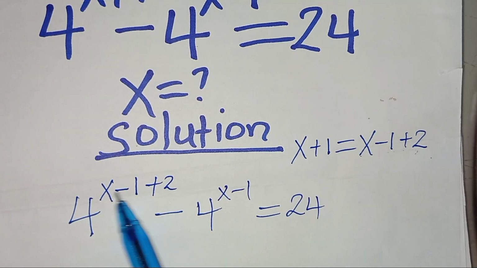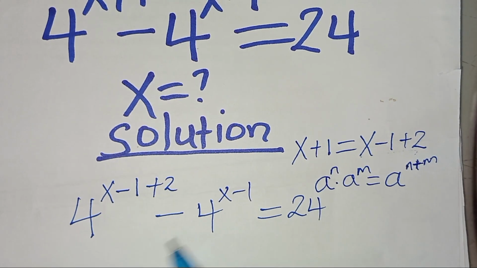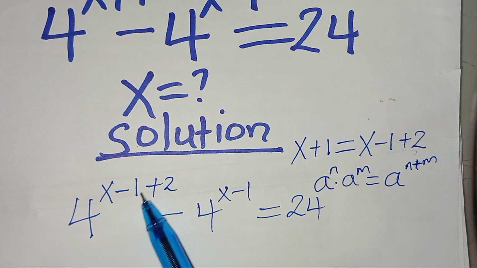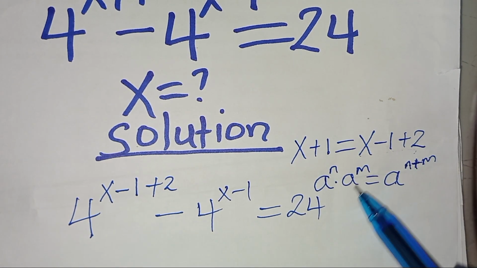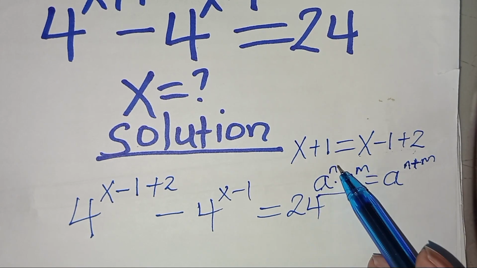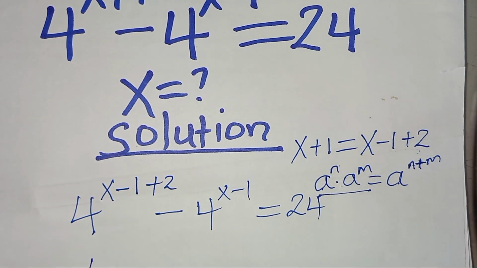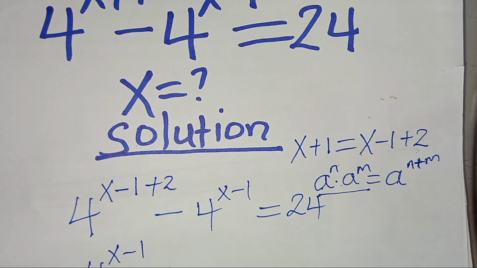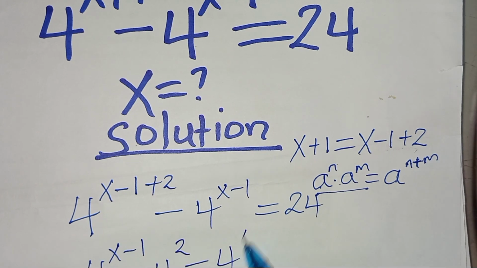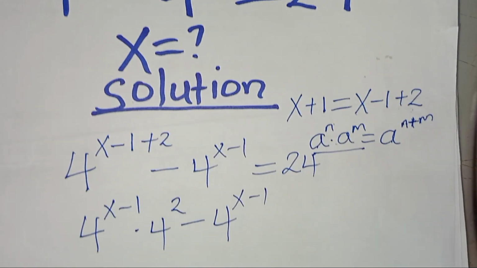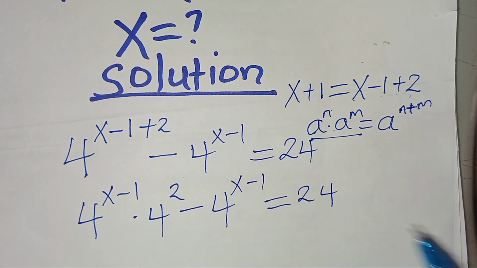Now 4 to the power of x minus 1 plus 2 is in the form of a to the power of n plus m, which we can express as a to the power of n times a to the power of m. Let's apply this property. So we'll have 4 to the power of x subtract 1 multiplied by 4 to the power of 2, subtract 4 to the power of x subtract 1. This is equal to 24.